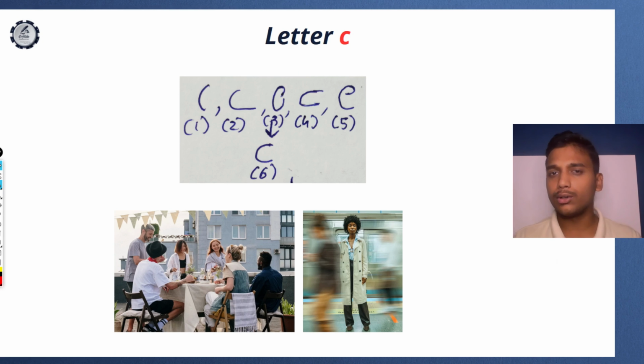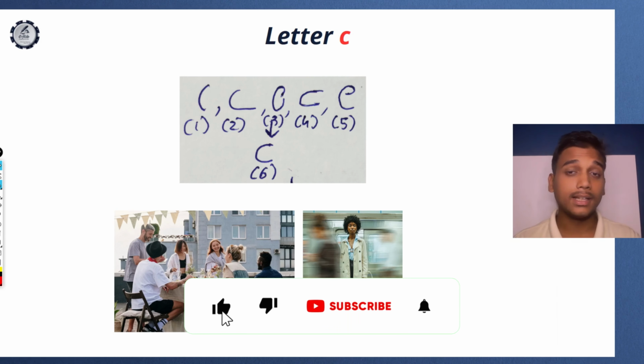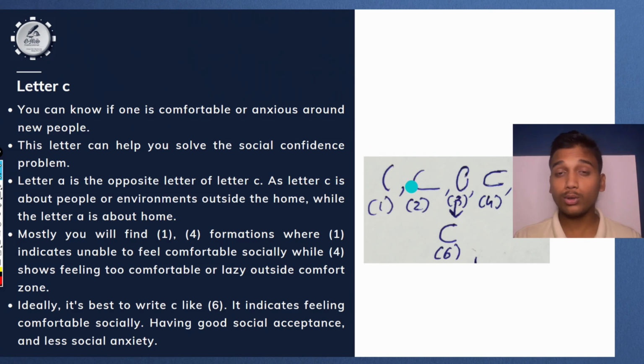So that's a small introduction to letter C. That's all for this particular video. I believe you learned something new. If you want to learn more, you can learn from here and take notes from here. Letter C is the opposite of letter A, and letter A is about home. Letter C is about social life. Letter A helps us know how comfortable a writer feels in their comfort zone. Letter C helps us know how comfortable a writer feels outside their comfort zone. That's the difference. Many formations remain the same in both letters.